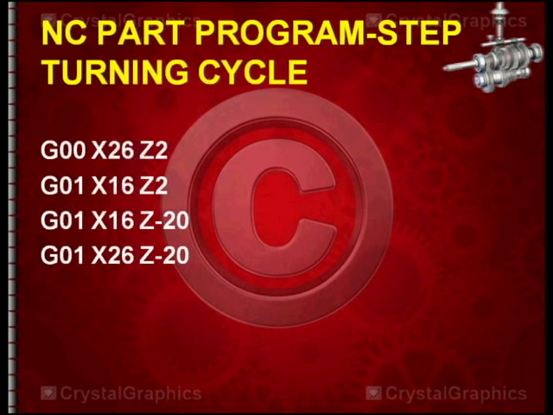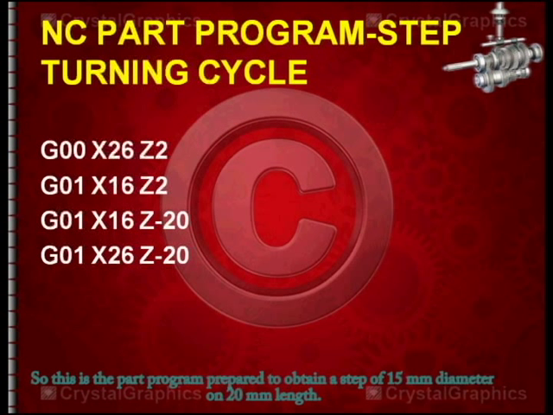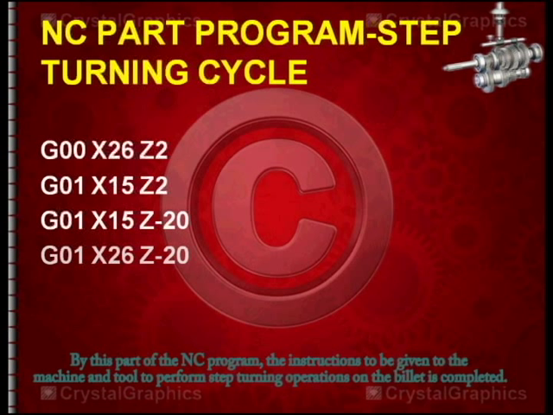So this is the part program prepared to obtain a step of 15 mm diameter on 20 mm length. By this part of the NC program, the instructions to be given to the machine and tool to perform step turning operations on the billet are completed.